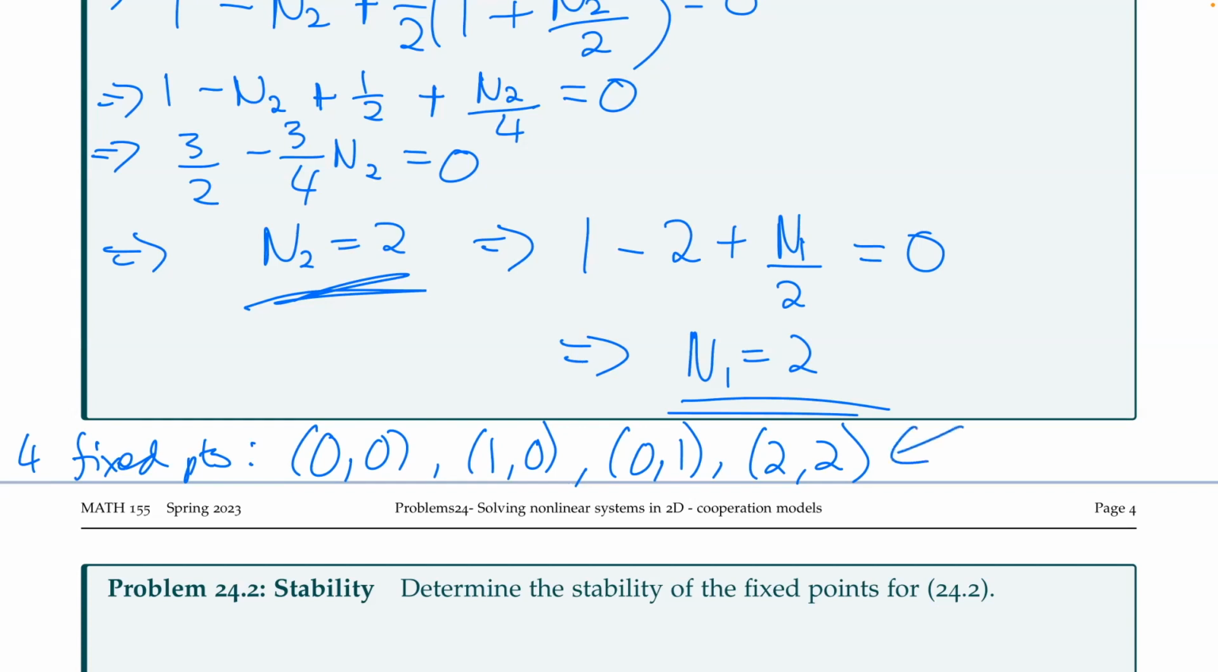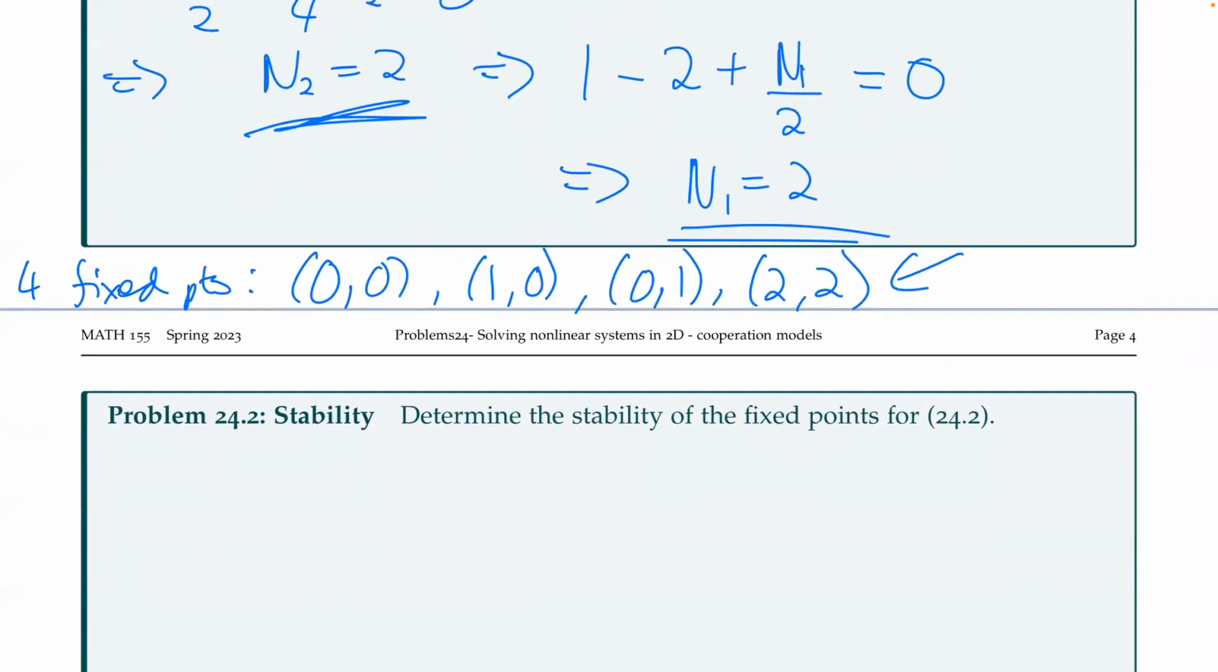And then this last one here is often called a non-trivial or a coexistence equilibrium because both of our species are present. We don't know anything about the stability of that though.